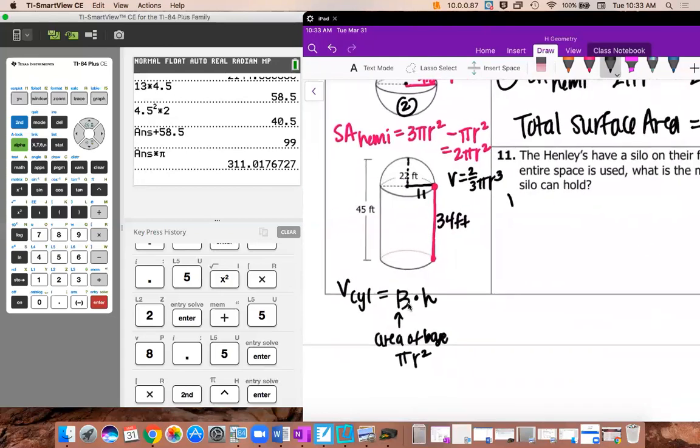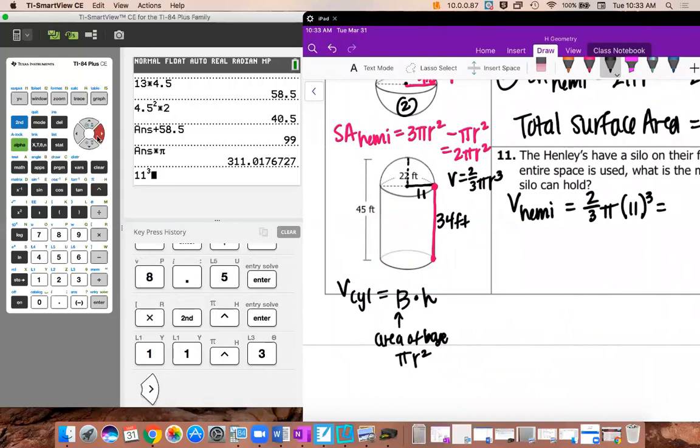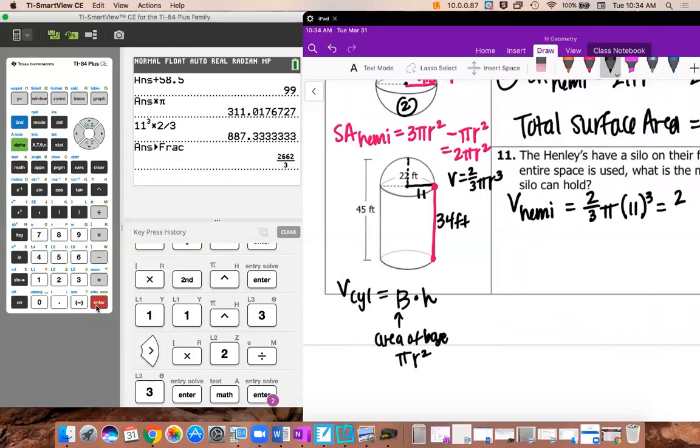Okay, so let's go through and just calculate the volume. So we've got volume of the hemisphere is going to be 2/3 pi, the radius was 11 cubed. So if we do 11 to the third, arrow down, times 2 divided by 3, it's going to give us a real ugly number, so we just do math frac to make it exact. So we've got 2,662 over 3 pi, and then this is in feet cubed.